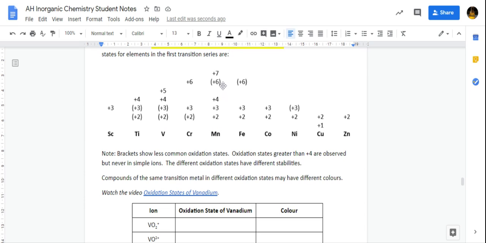If you look at manganese, it can have an oxidation state all the way up to +7. Iron, you may remember you can get Fe2+ ions and Fe3+ ions. They're both there. +6, a lot less common. Copper, +2 is the more common, however +1 is also stable.